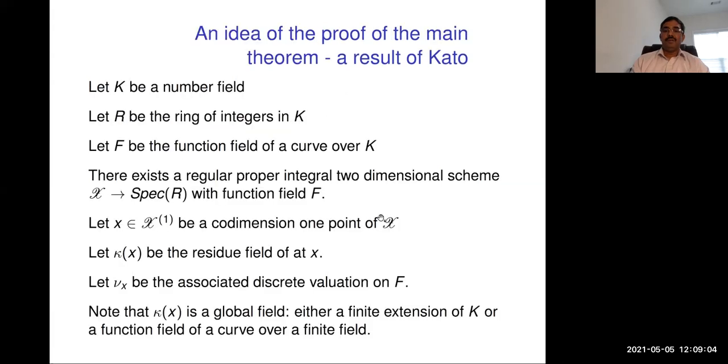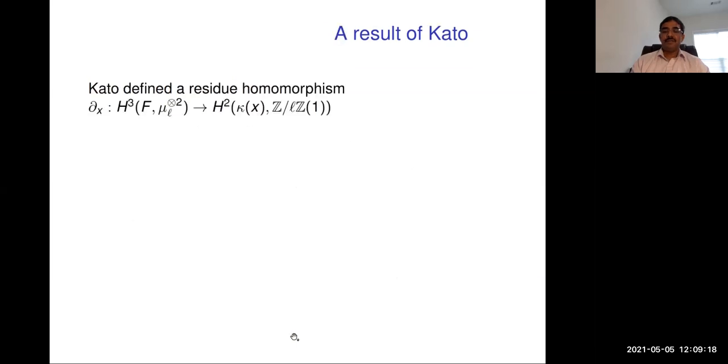And in the case of a number field, a finite extension of K, of course we have residue maps because of characteristic 0 of the residue field. But if it is a function field of a curve over a finite field, and this finite field could be of any characteristic, that's the reason we don't have in general residue maps, but Kato defined a residue homomorphism in this case: H^3(F, μ_L^{⊗2}) to H^2(κ(x), Z/LZ(1)).